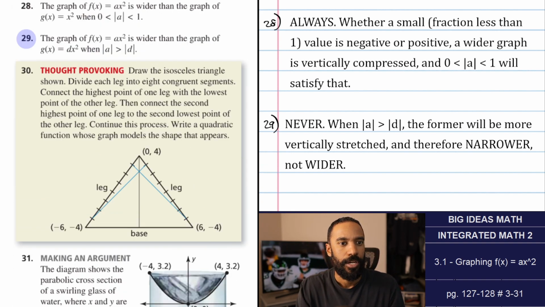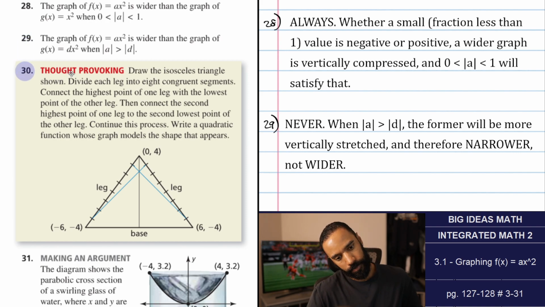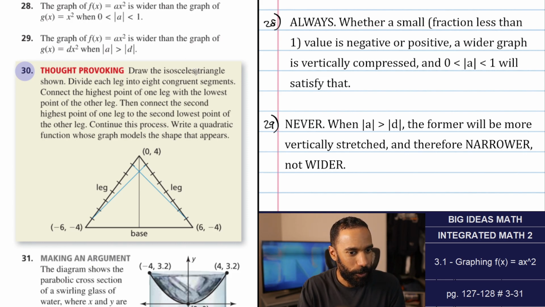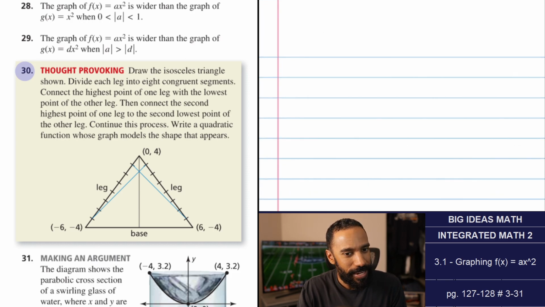Number 30. Draw the isosceles triangle shown. No. Yeah, I guess I have to. Divide each leg into 8 congruent segments. Okay. I thought those were graph axes. Connect the highest point of one leg with the lowest point of the other leg. Then connect the second highest point of one leg.